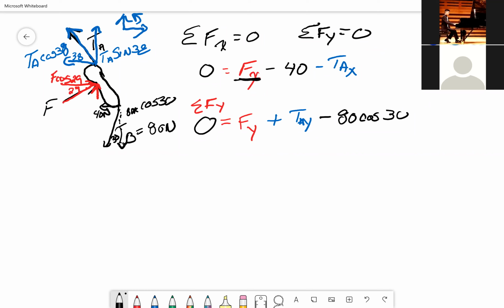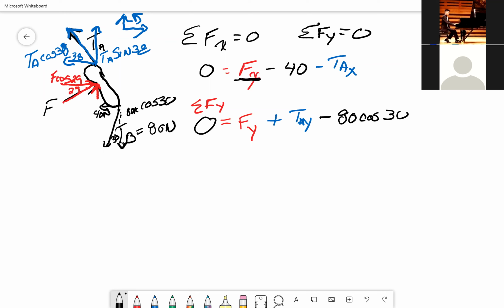And so by substituting into your Fx, you're going to get your F cos 29, for example. And here you're going to get your F sine 29. And TA, you're going to have your TA cos 38. And here you're going to have your TA sine 38.